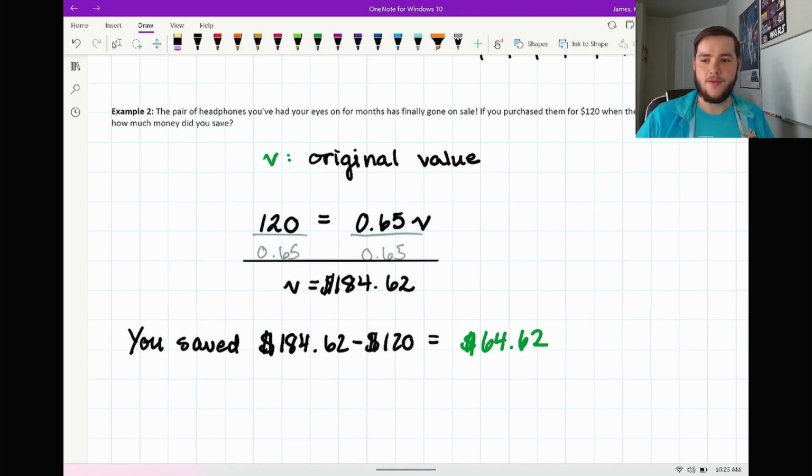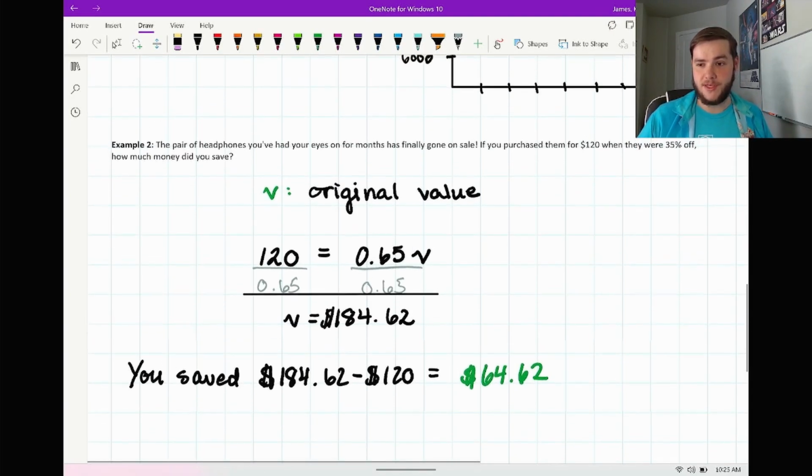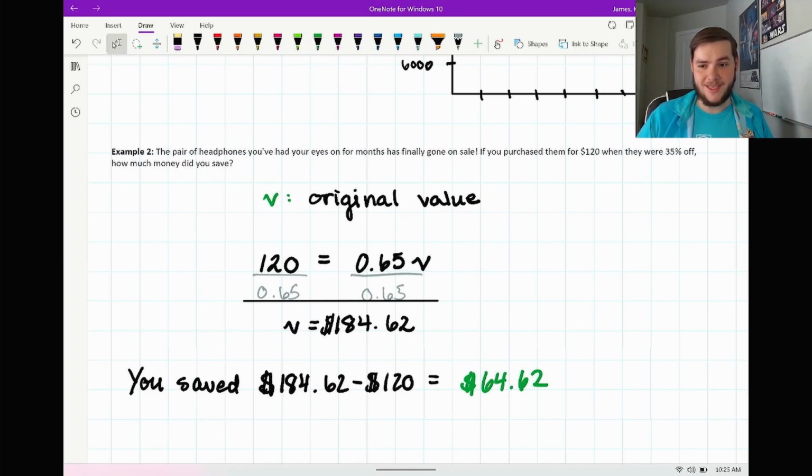$64.62. This problem is a little tricky for a number of reasons. First of all, this time the question is asking us how much money did you save? But really, that's dependent on the original value of the headphones. Whatever the original value was, we would take the original value minus the $120 we paid to see how much we saved. So V, as I have called it, the original value of the headphones, is our variable for this problem. So that's one layer of trickery in this problem.